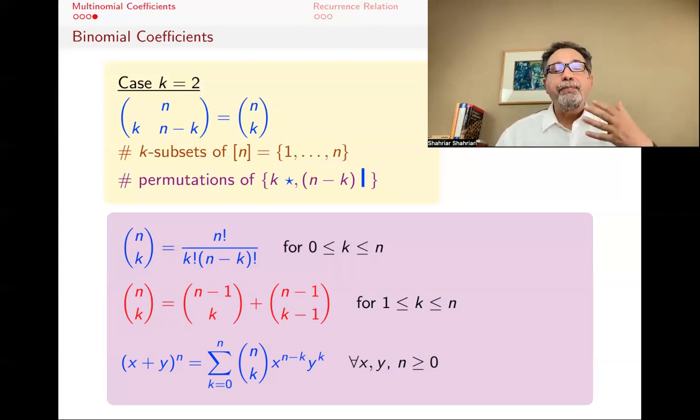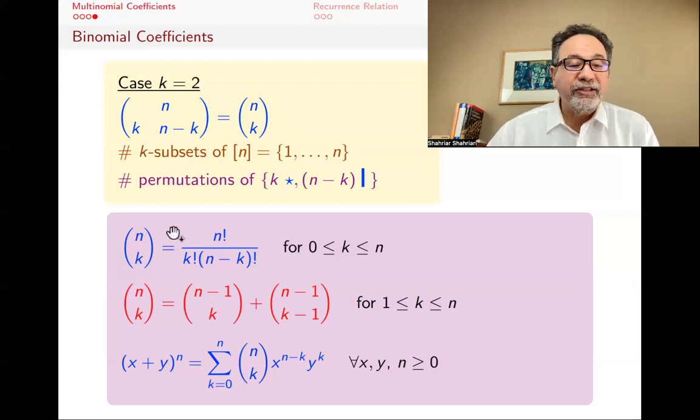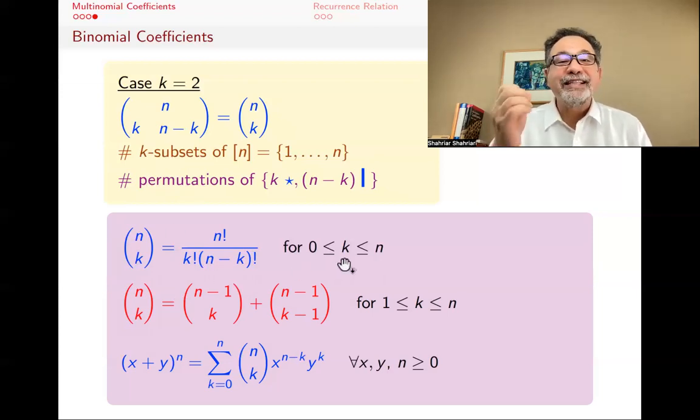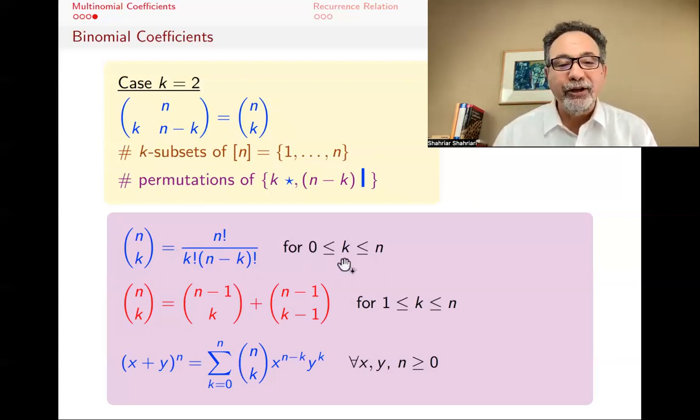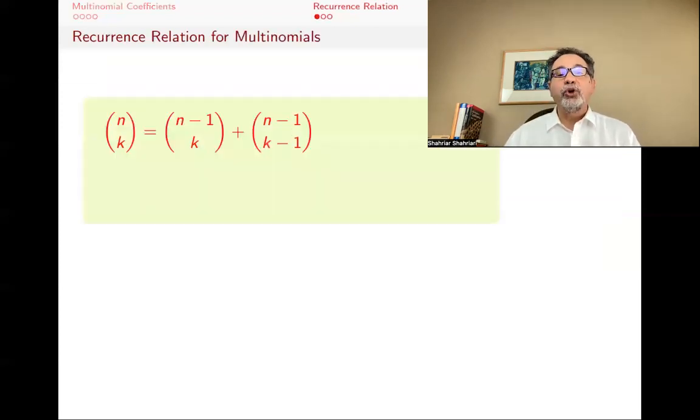These are sort of the 3 important facts, and the stuff on this page is sort of the essentials of what you need to know about binomial coefficients. And they were the subject of several videos before when we went into detail. So now let's find out the corresponding things here. So let's start with recurrence relations.